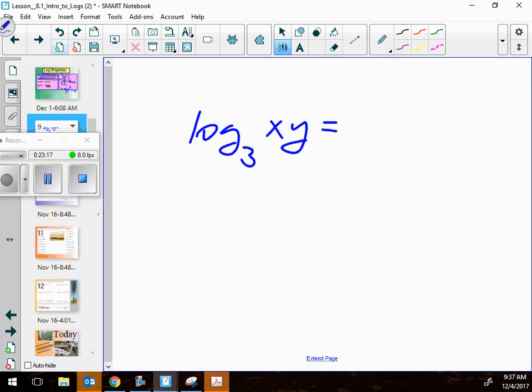Log base 3 of x times y. What's happening here is there's two things being multiplied in the argument. This breaks up into 2 logs. Log base 3 of this and log base 3 of that. What do you think the two this and that are? X and y. But then the question becomes, what happens in between them? Is it still multiply as you would think?